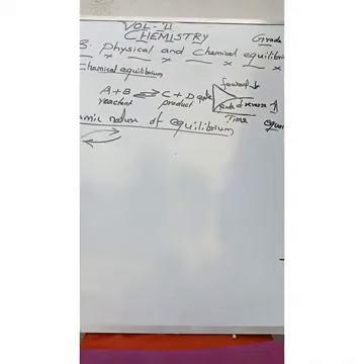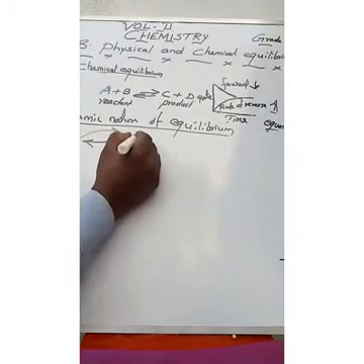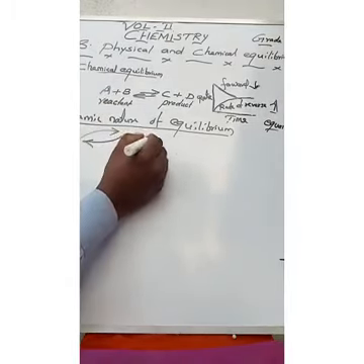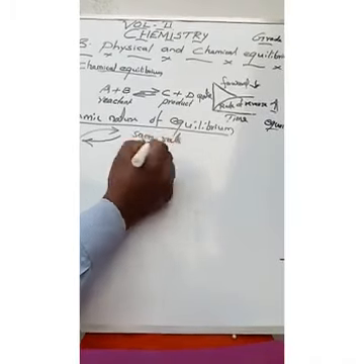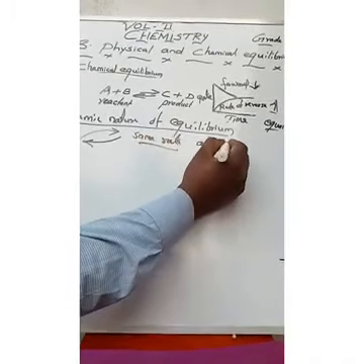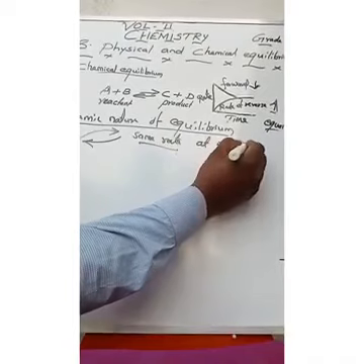At equilibrium, what is the condition? Both the forward and backward reactions are at the same rate. That is what we call equilibrium. At equilibrium, the forward and the backward reactions proceed at the same rate.